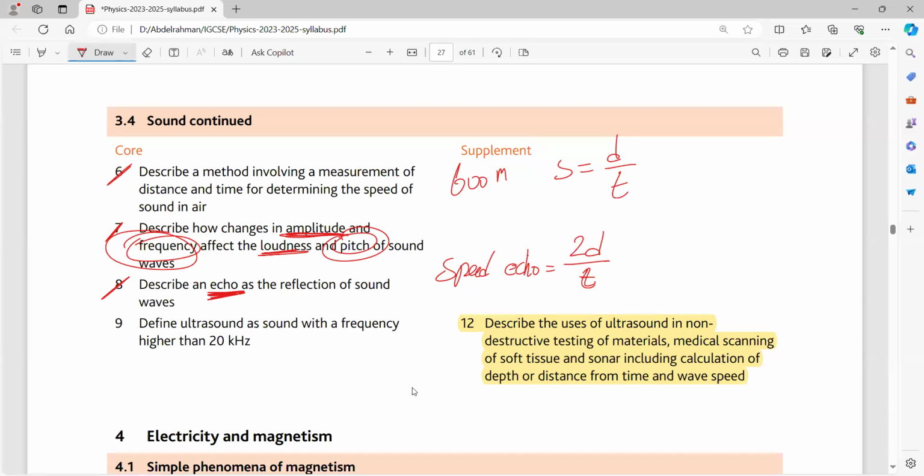Last but not least, any sound with a frequency higher than 20,000 hertz is called ultrasound. Whenever the frequency is much greater than 20,000 hertz, we name it ultrasound because we as humans cannot hear it. Other animals could hear these frequencies, but humans cannot hear frequencies above 20,000 hertz. That's it for today.